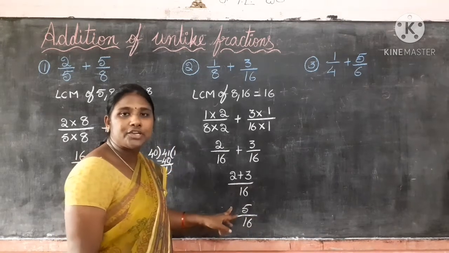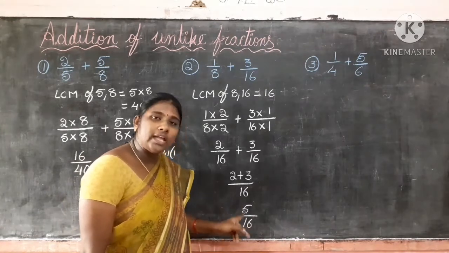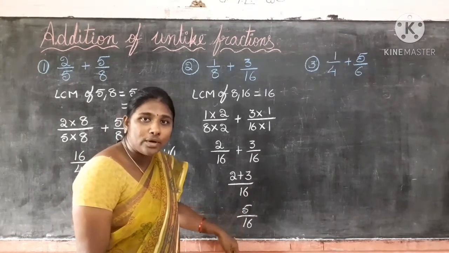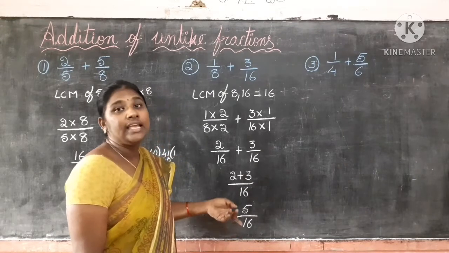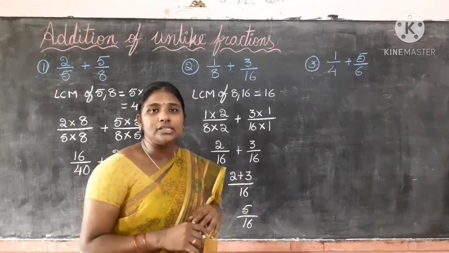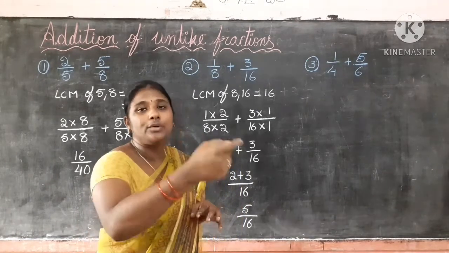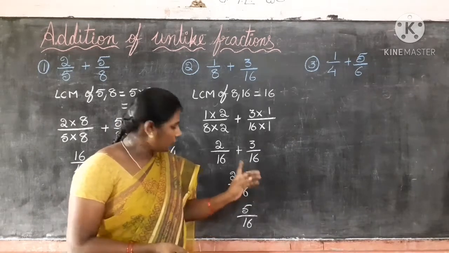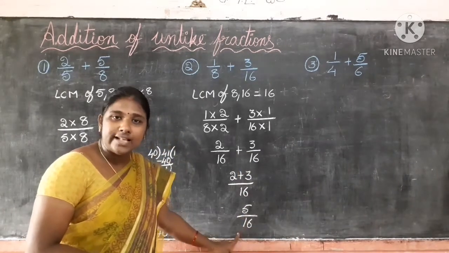So it is what fraction? Numerator is 5, denominator is 16. This numerator is less than the denominator. So it is called what fraction? It is a proper fraction. Which one we have to convert? Improper fractions we have to convert into mixed fractions. Proper fractions we can convert? No. So 5 by 16 is the answer for this.